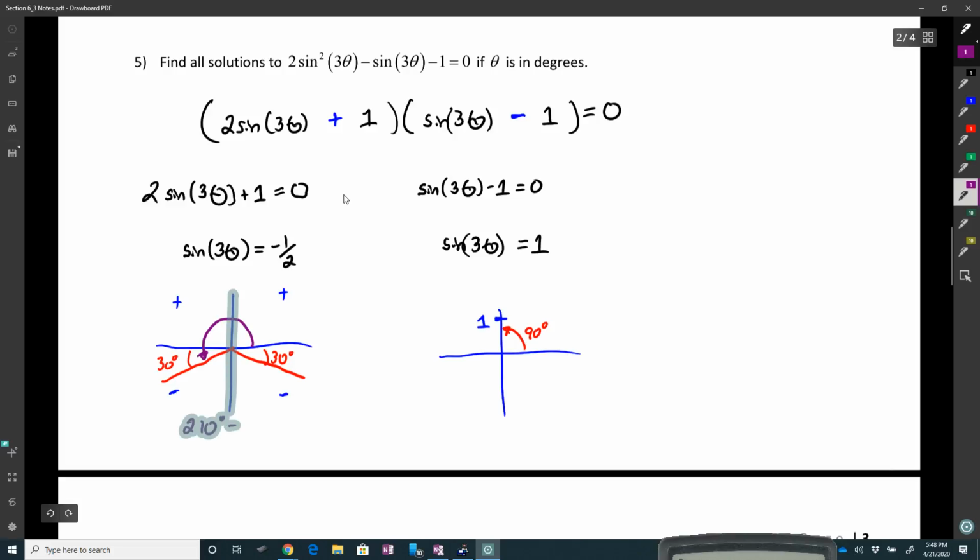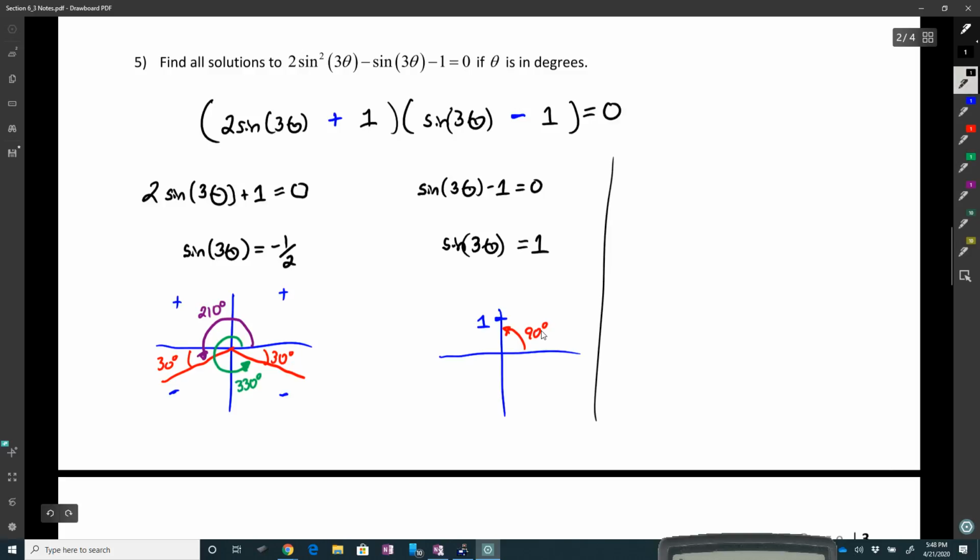So this first angle is 210. And then the smaller angle, this angle here, is 360 minus 30, so that's 330 degrees. So those are my two angles for sine, whereas here it's just 90.